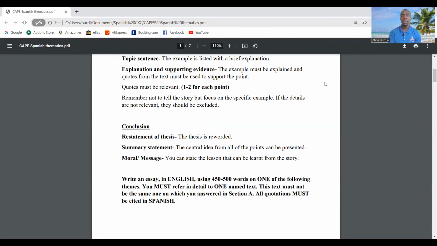Now we proceed to examples, but before we get to the examples, let's look at the instructions. Write an essay in English using 450 to 500 words on one of the following themes. You must refer in detail to one named text. This text must not be the same one on which you answered in section A. All quotations must be cited in Spanish. There you have it. So you must use quotations from the text. And of course, you must write on a story which is different to the one you would have used to answer the literary analysis. Okay? So yes.